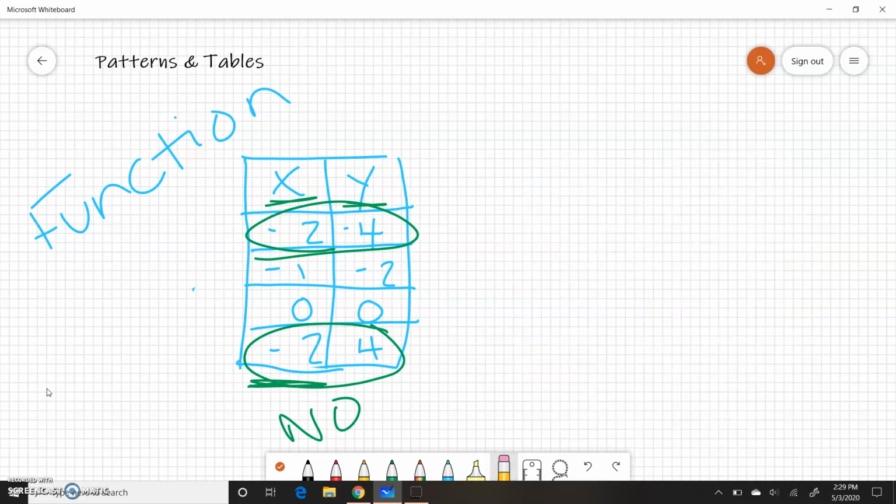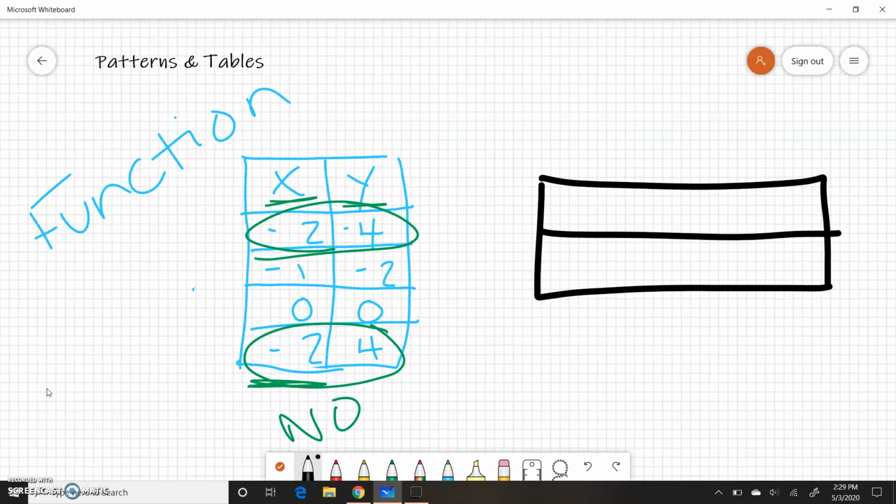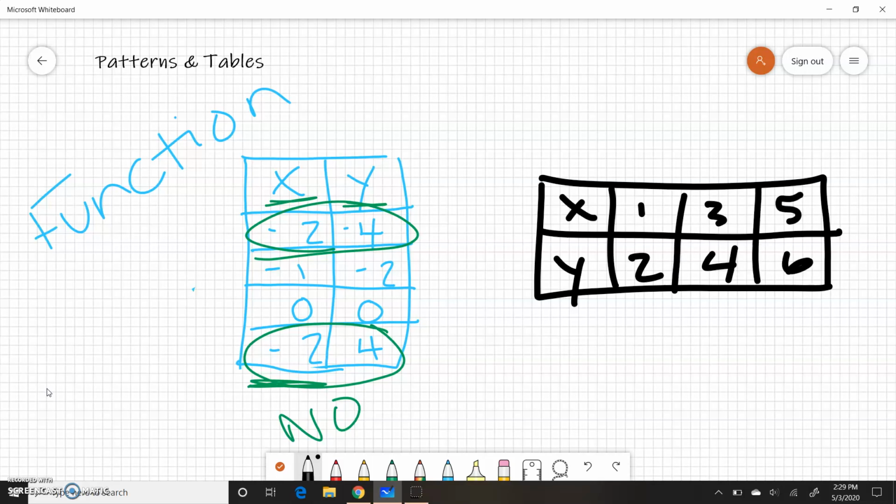So let's erase this one real quick. It might look like this, with x here, y here, and then it might say 1, 2, 3, 4, 5, 6. It doesn't matter if it's written vertically or horizontally, it's the same thing. You look at your x values. None of them are repeated, and they each have their own y value, so my answer would be yes, this is a function table.